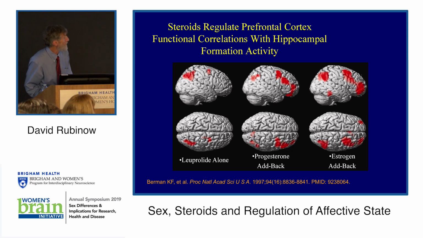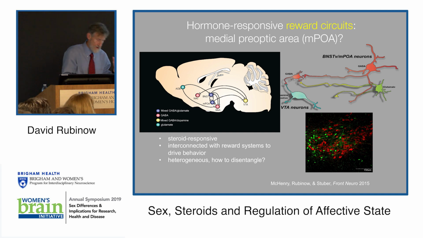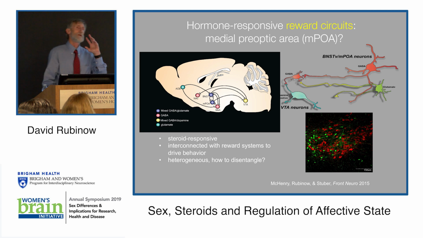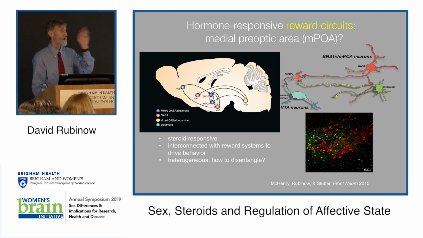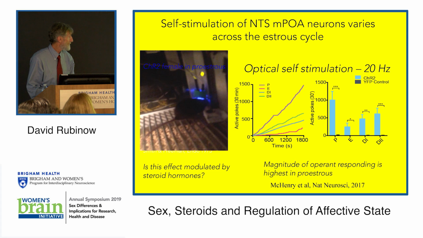And then in terms of the reward circuitry, my former fellow, Jenna McHenry, is now professor at Duke, working with Garrett Stuber, focused on neurotensin neurons in the medial preoptic area. And what she did is she did a number of studies, one of which was an optogenetic study using virally mediated transfer of channelrhodopsin into these medial preoptic neurotensin neurons, hooked the fiber optic cable up to a lever so that the mouse could self-administer the light hooked up to these neurotensin neurons. And it delivers a 3-second light.